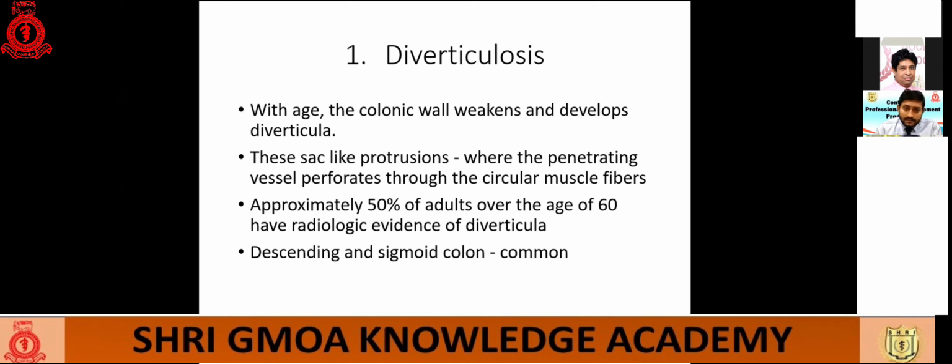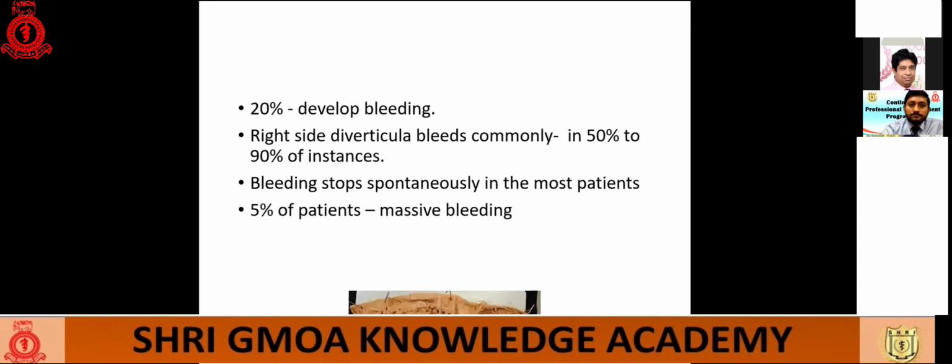It's interesting that after the age of 60 years, around 50% of people have radiological evidence of diverticulosis, but not all of these are symptomatic. Out of these, a very small amount, about 10 to 20%, become symptomatic. The commonest side is the left colon, mainly in developed countries, because they have a low fiber diet, so that's why they have more left-sided colonic diverticuli. Out of these, 20% develop bleeding.